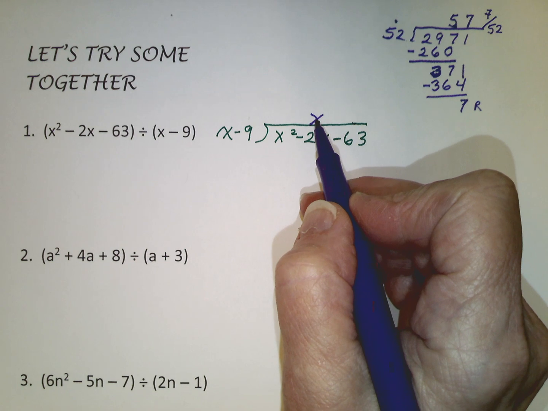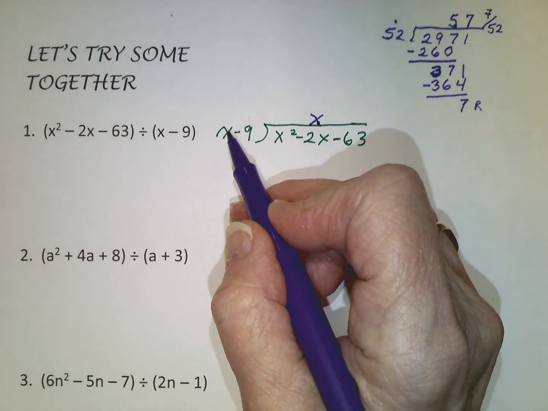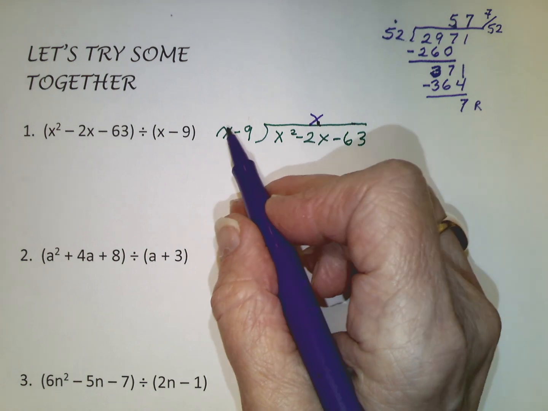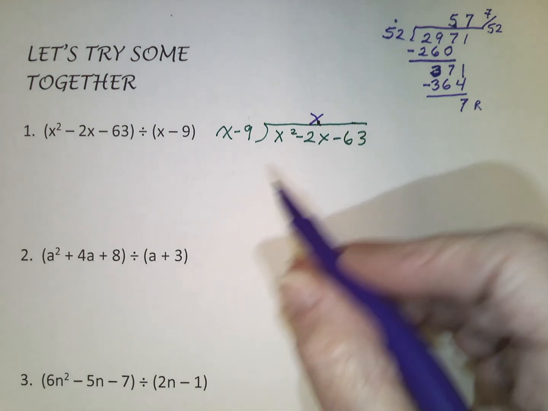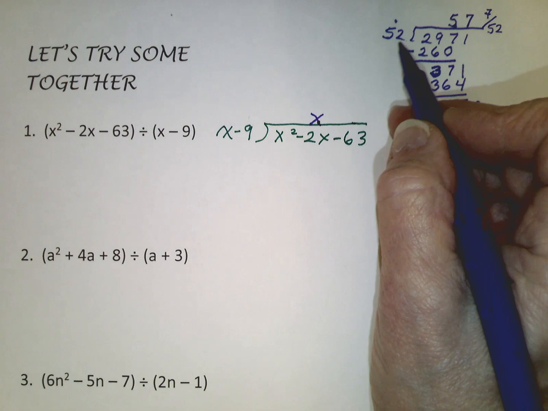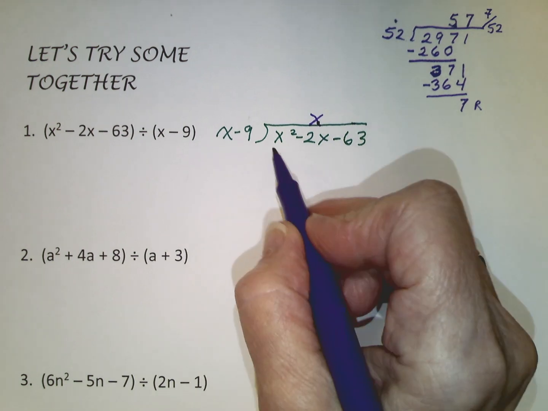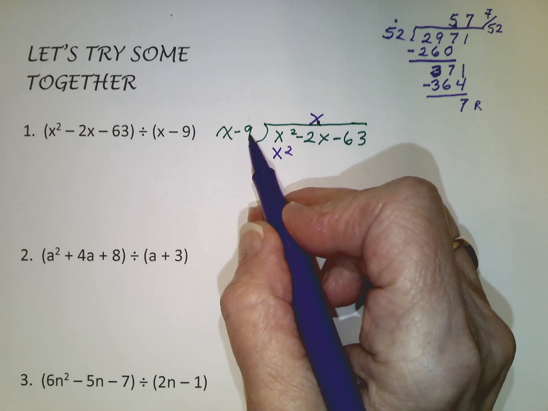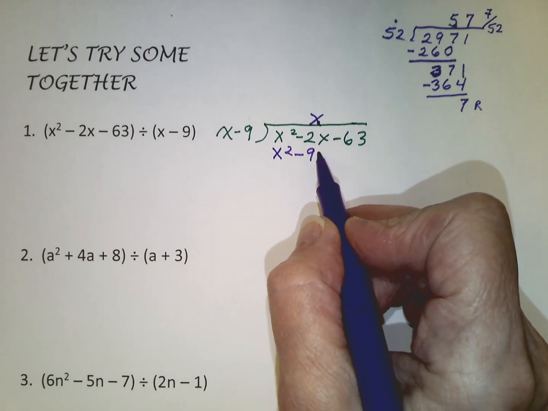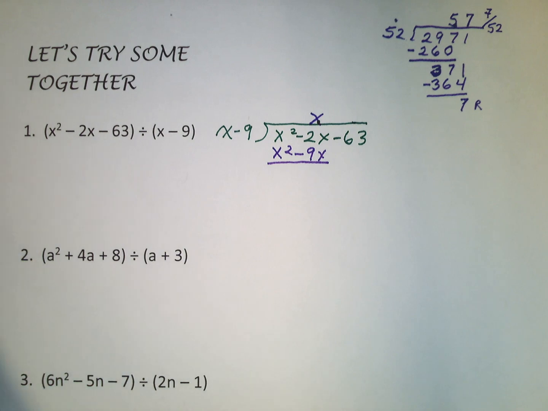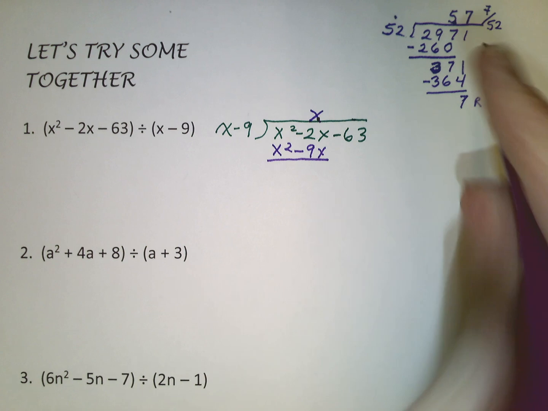But now x isn't going to be just times x. We're going to have to take this x times the entire divisor, just like up here, we had to take the 5 times the entire 52. So x times x is x squared. X times negative 9 is negative 9x. And then we're going to have to subtract, just like we did up here.